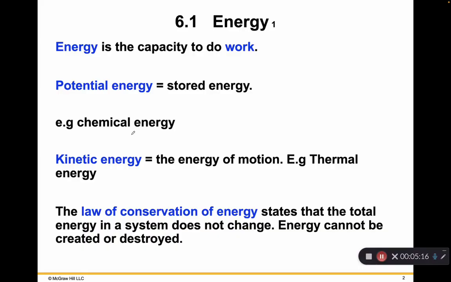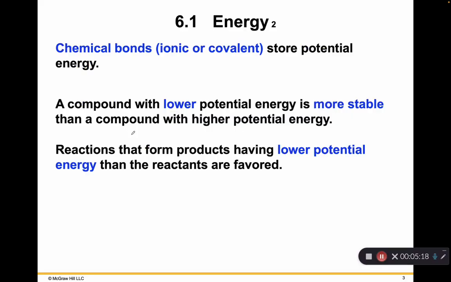So now, as I mentioned, the energy stored in chemical bonds, whether ionic or covalent, is a form of potential energy. Chemical bonds in the compound are the location where the energy is stored, and any stored energy is called potential energy. So energy, either due to position or due to the bonds they have, is potential energy.